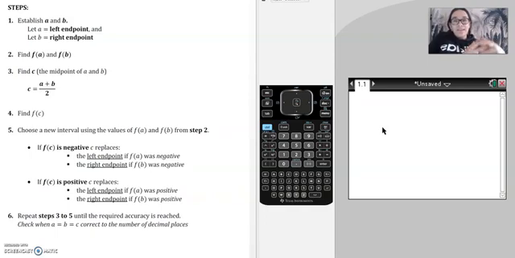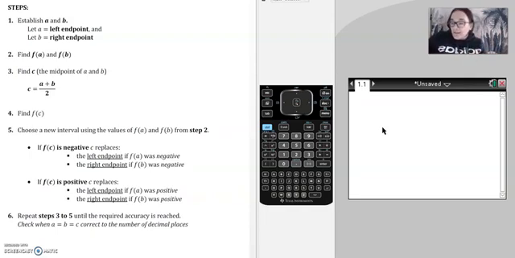And then with step 6, it's repeating steps 3 through to 5 until the required accuracy is reached. So basically you would continually check as you work the values of A, B, and C, and you would stop when all three of them are the same value, correct to the number of places that's dictated in the question.